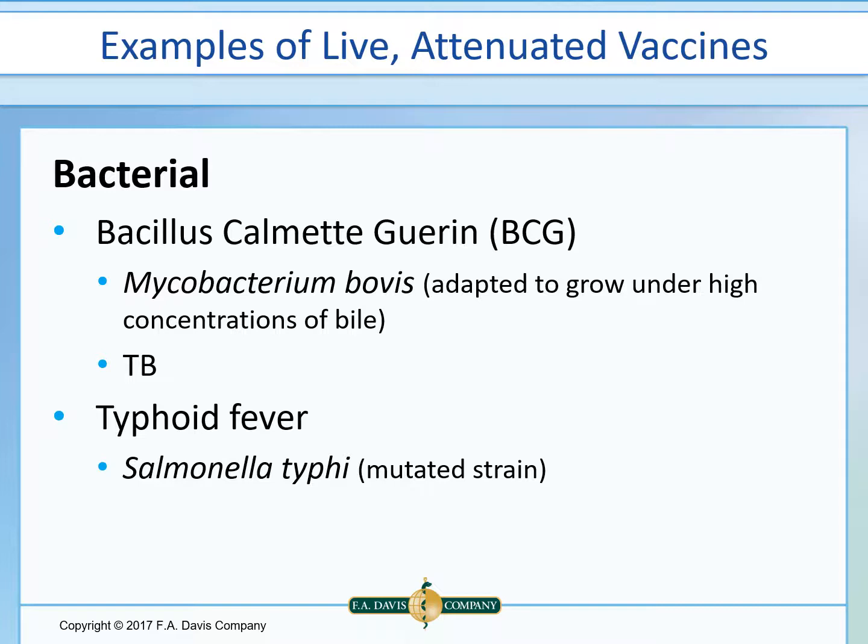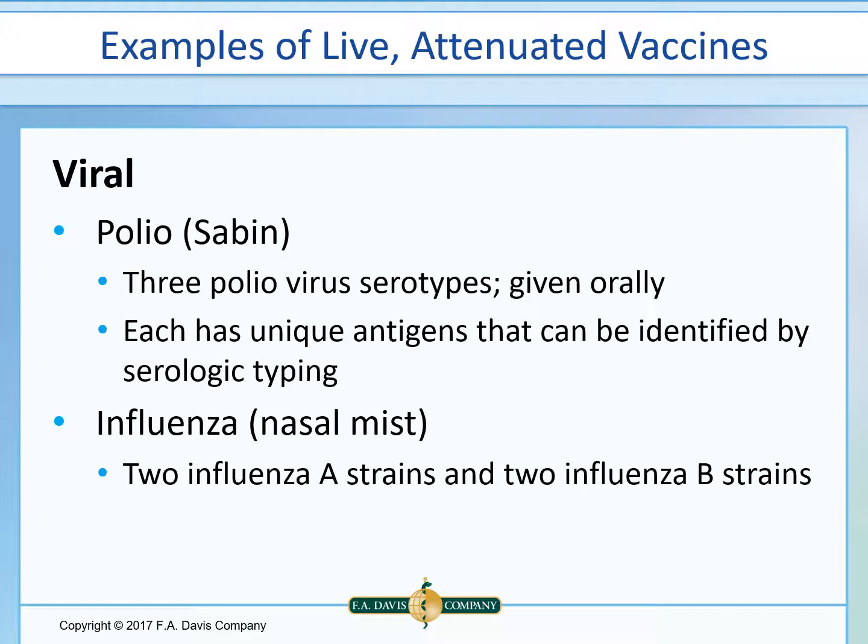Researchers have also developed a live attenuated bacterial vaccine against typhoid fever, and this consists of a mutated strain of Salmonella typhi packaged into capsules that are ingested orally. To produce this vaccine, the bacteria are chemically treated to induce genetic mutations that weaken them, so they're no longer pathogenic. Attenuated vaccines are actually more easily prepared against viral infections than bacterial infections.